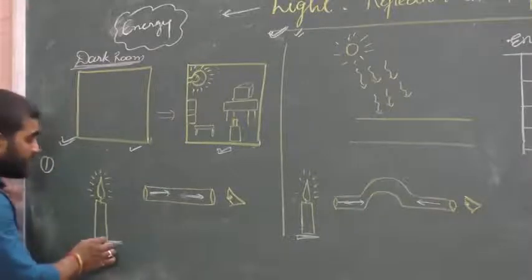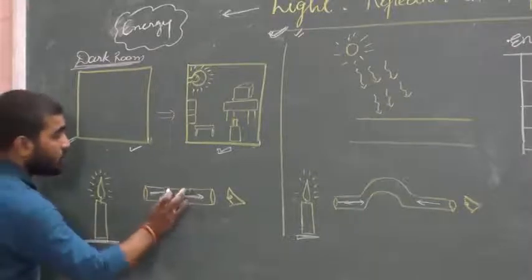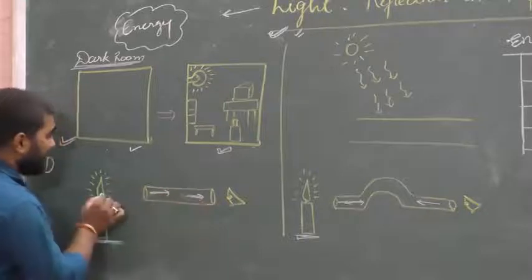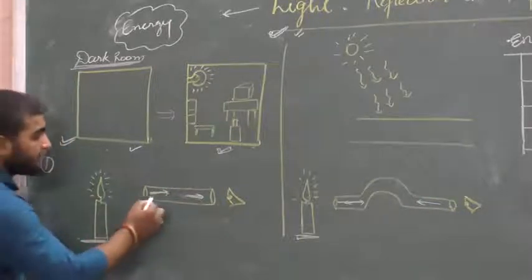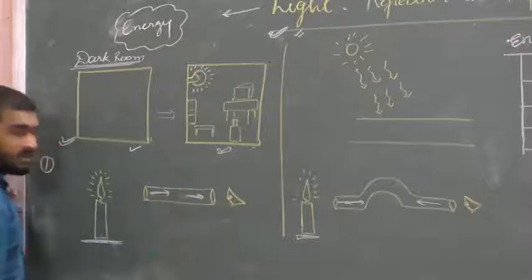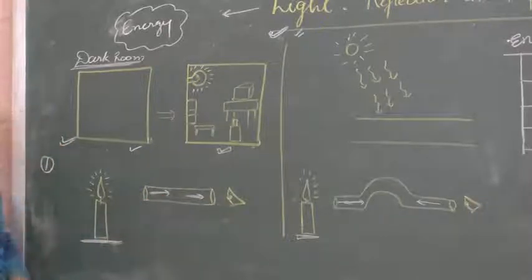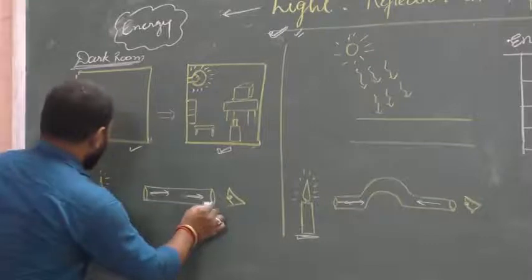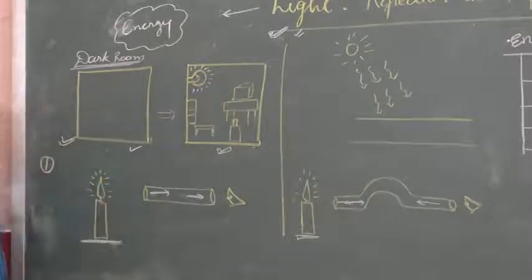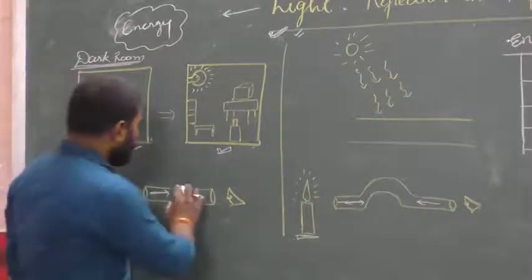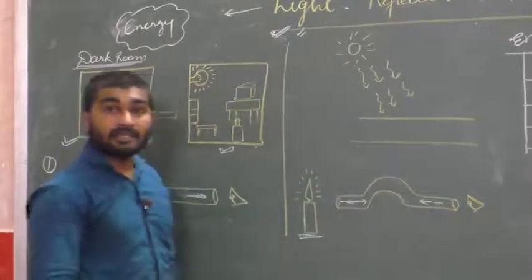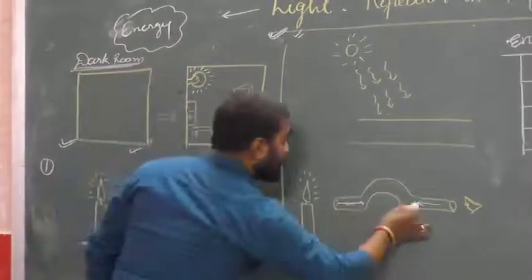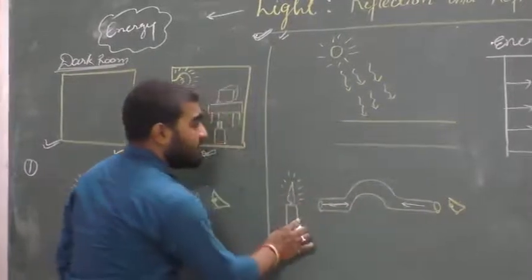Here is a burning candle, and through a pipe, we can see the flame of this burning candle. How is it possible? Because this is a straight pipe, and from this pipe we are able to see the flame. But if this pipe is curved, then we are not able to see the flame of this burning candle.